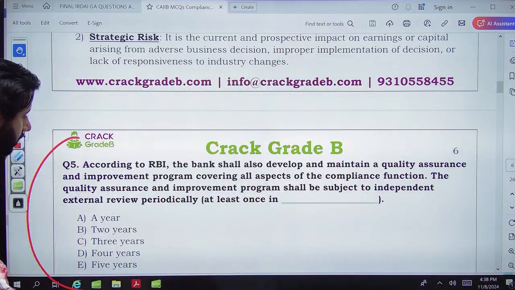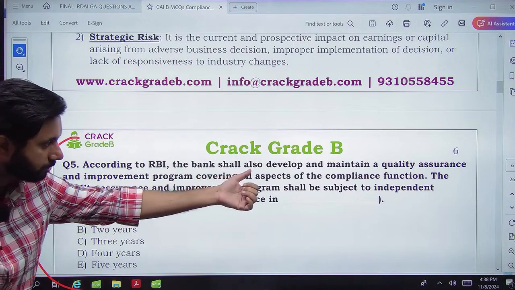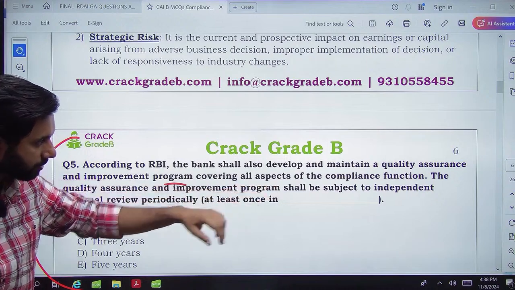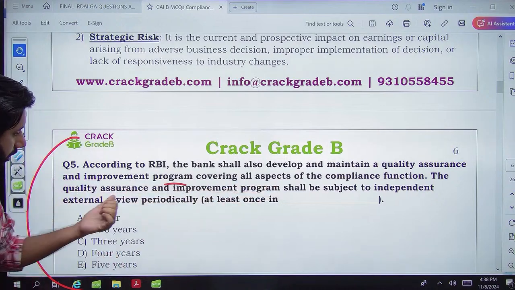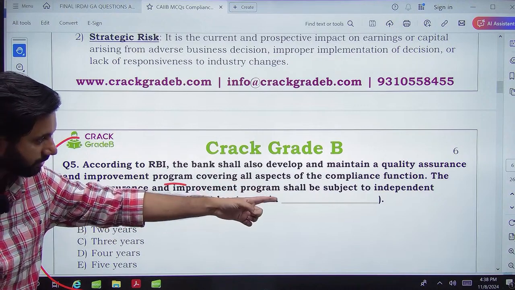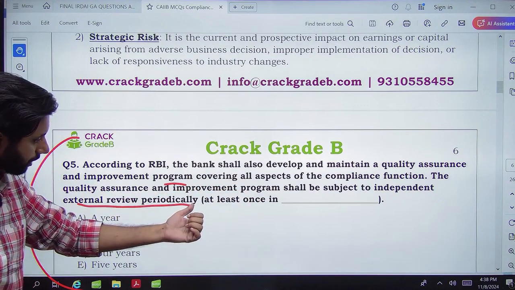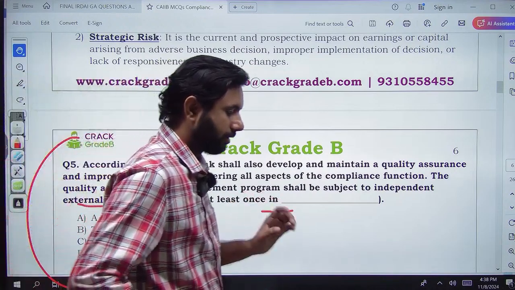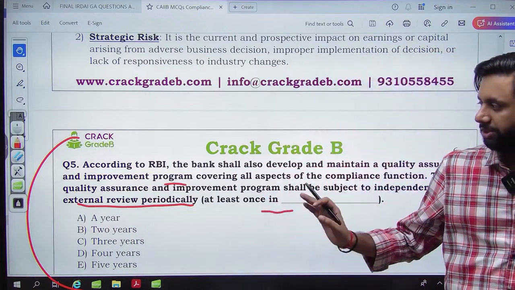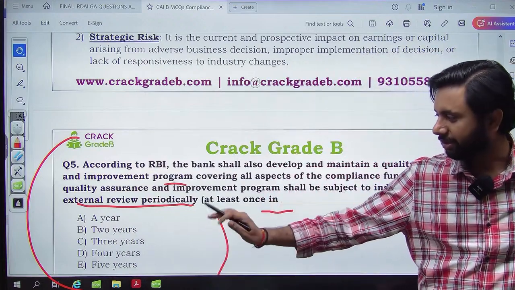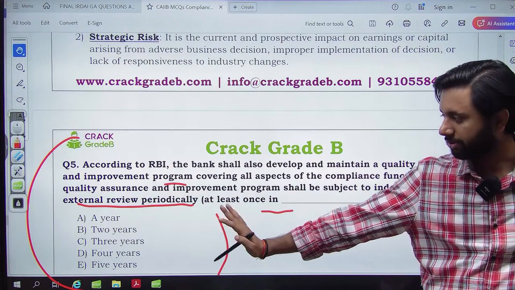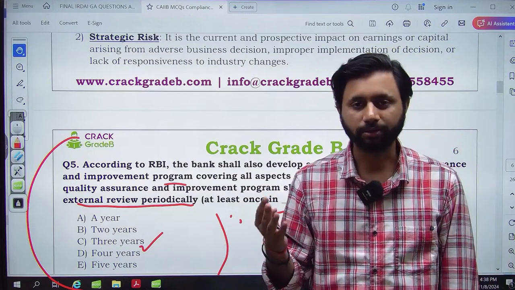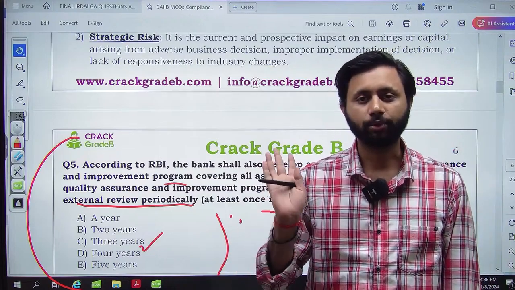So if you see the question, according to RBI, the bank shall also develop and maintain a quality assurance and improvement program covering all aspects of the compliance function. The quality assurance and improvement program shall be subject to independent external review periodically at least once in how many years? So all these are pure static information that you anyways need to remember. RBI circular के हिसाब से है, आपको पता होना चाहिए कि what is the correct answer. The correct answer is 3 years. तो हर 3 साल में क्वालिटी एश्योरेंस आपका एक्सटर्नली रिव्यू होना चाहिए.